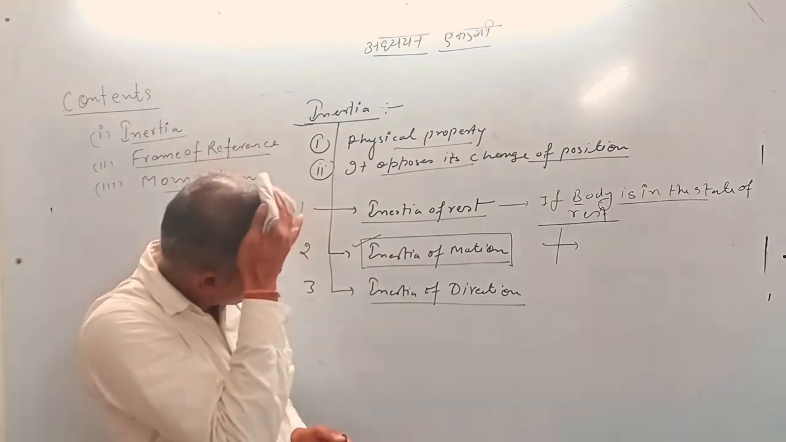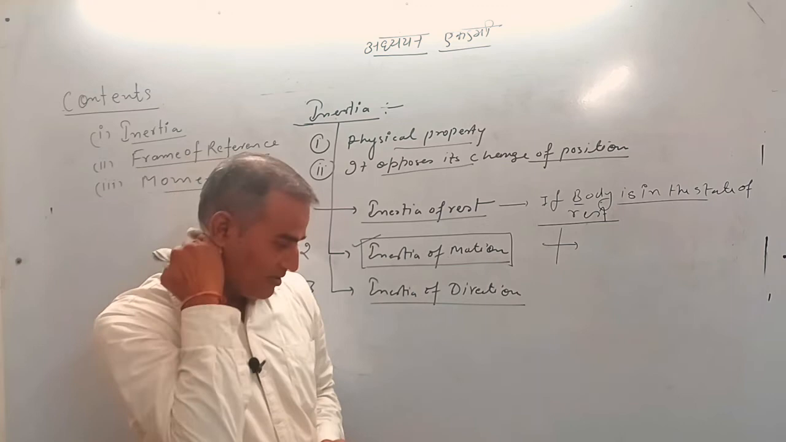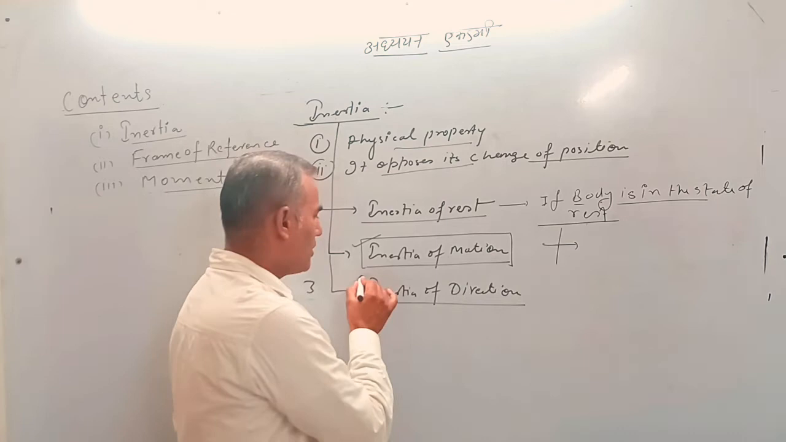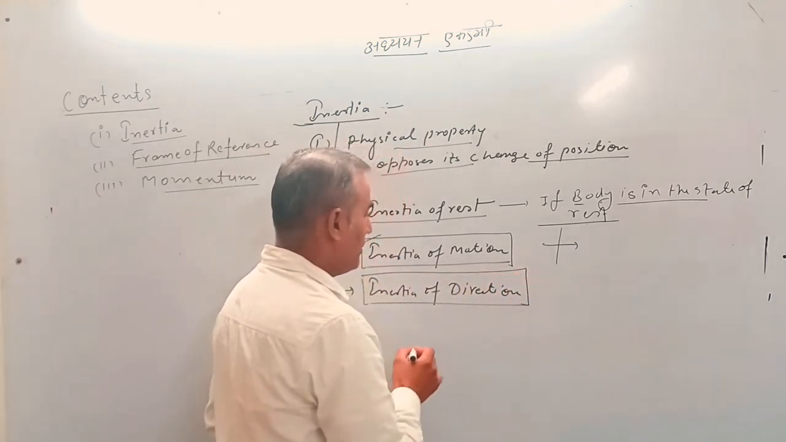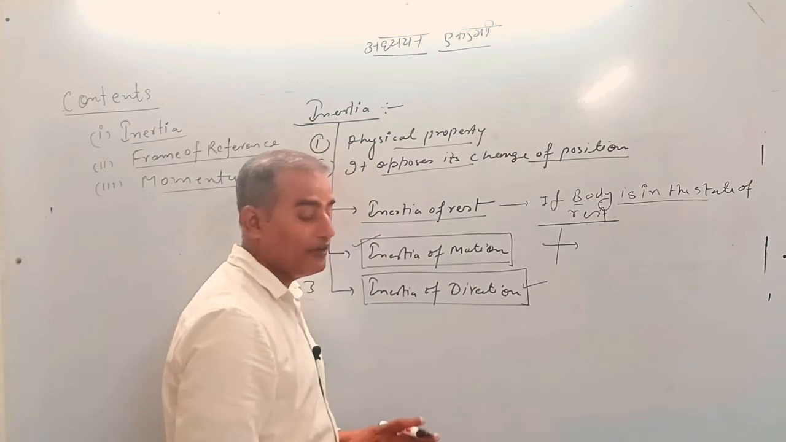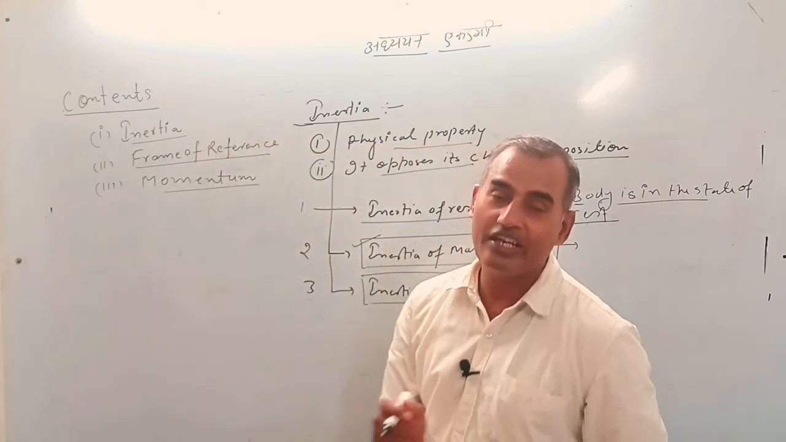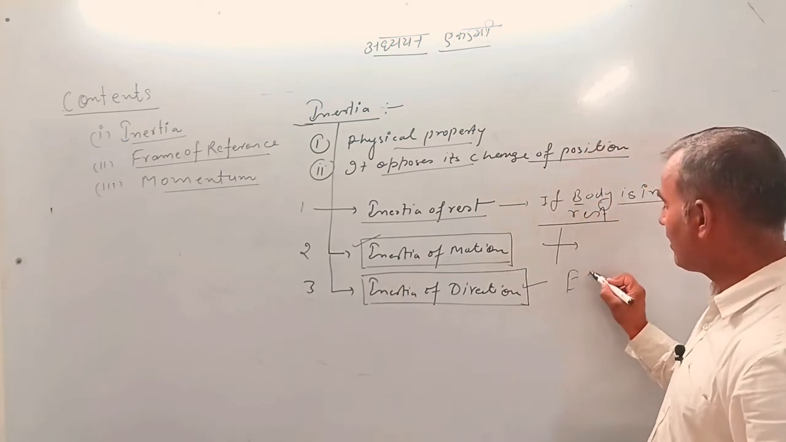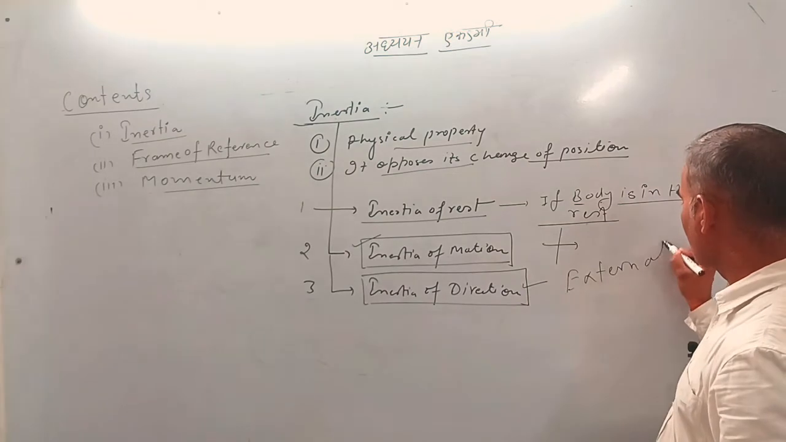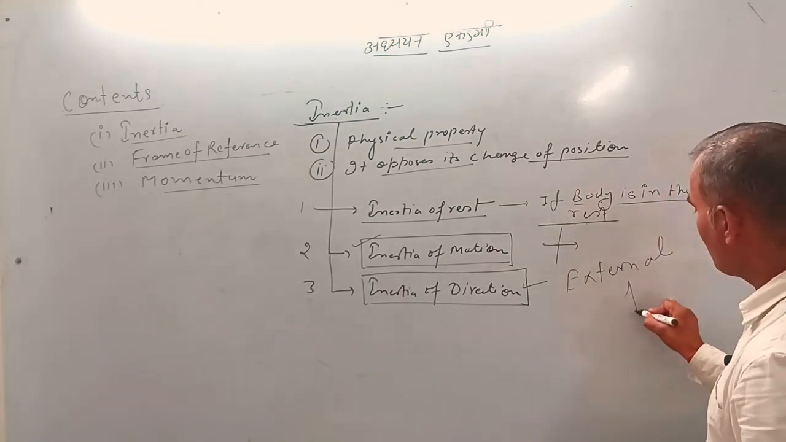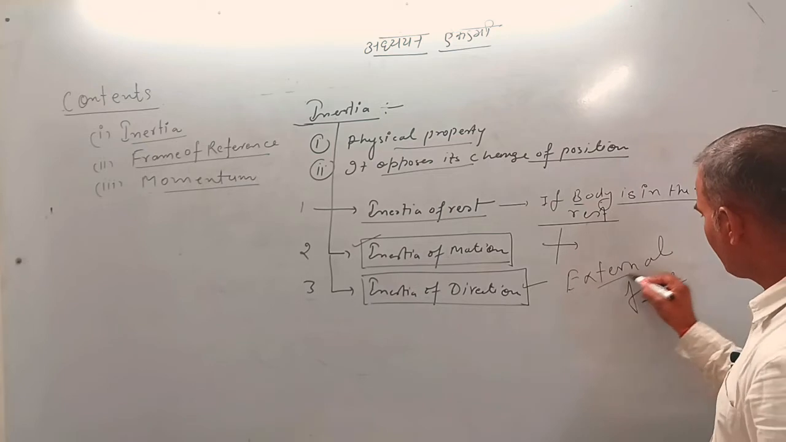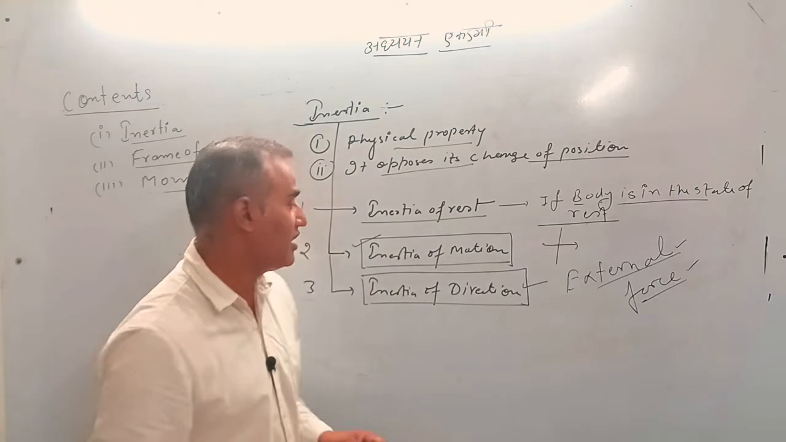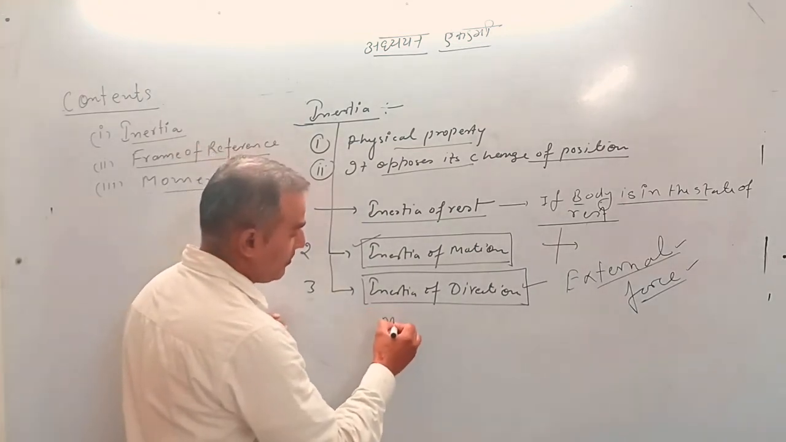And then after, inertia of direction. Inertia of direction: if a particular body is in a particular direction and if you try to change the state of direction, then you need to apply external force. Without external force, direction cannot be changed. One very important example of inertia of direction is mud guards.